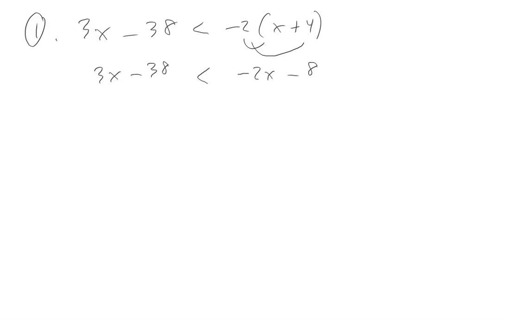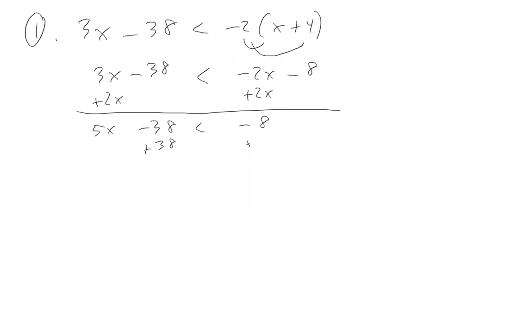Now, I'm going to add 2x to both sides, because that's the smaller of the two quantities of x. Then I'll get 5x minus 38 less than negative 8, because the negative 2x plus 2x goes away. Then I'm going to add 38 to both sides, and I'll be left with 30 on the right side and 5x on the left side. Then I'll divide by 5.